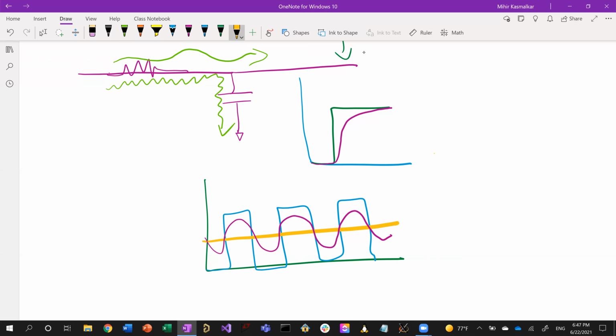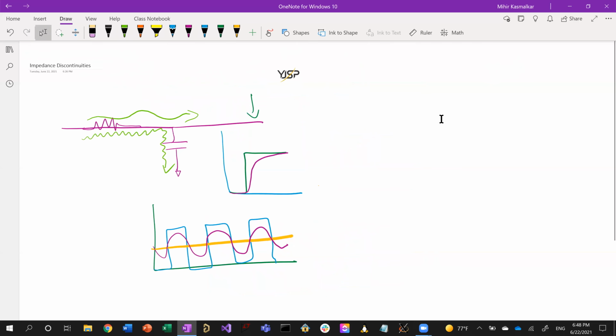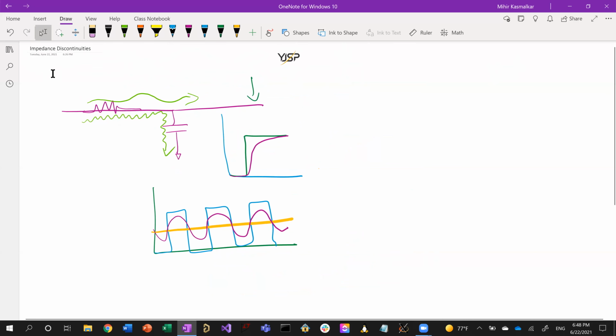And so that's kind of the issue with having capacitance on the transmission line. This is one of the limitations of, for instance, a communication bus. If you have too much capacitance on the bus, you can cause this sort of degradation of the signal. And so this was just a really quick overview of some of the common types of impedance discontinuities and the problems that they can cause.